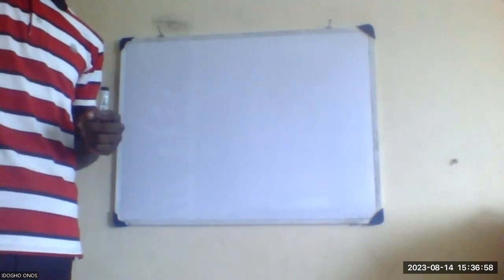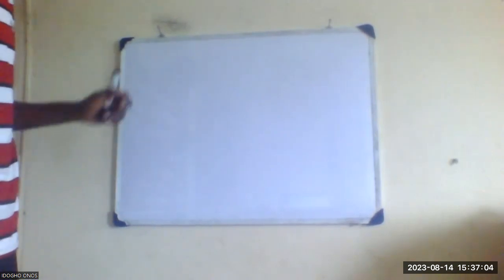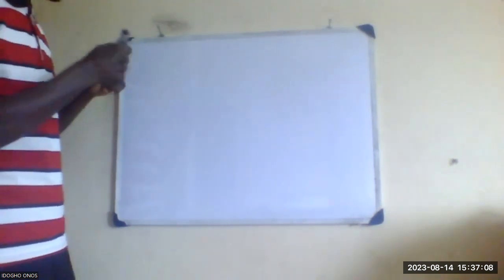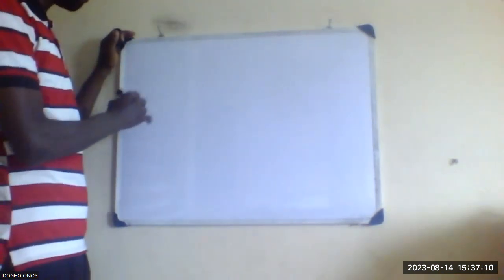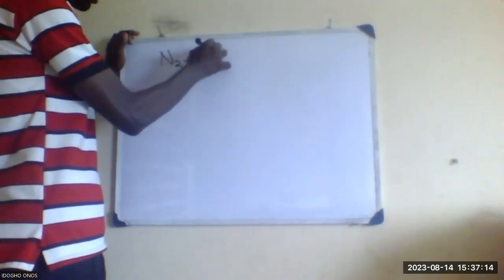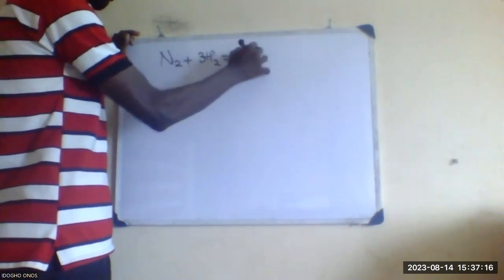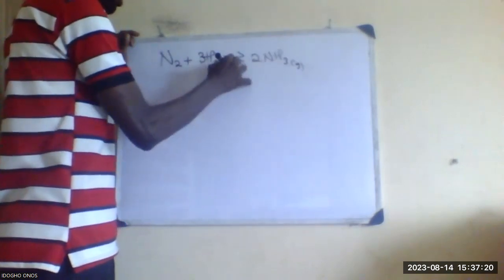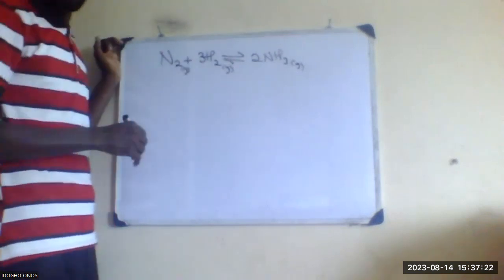Any question? Okay, so the difference is just that pressure occurs in gases only. Pressure is for gases. So if, for example, I have something like this, N2 plus 3H2, like in the case of the Haber process, this is gas. Are you with me?